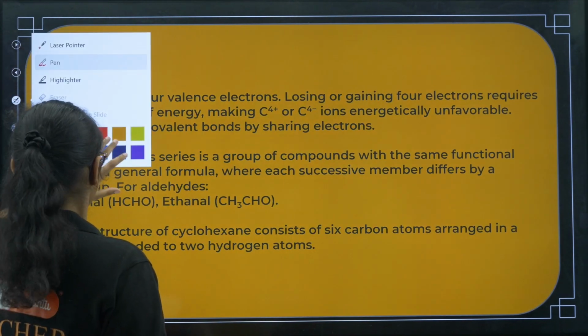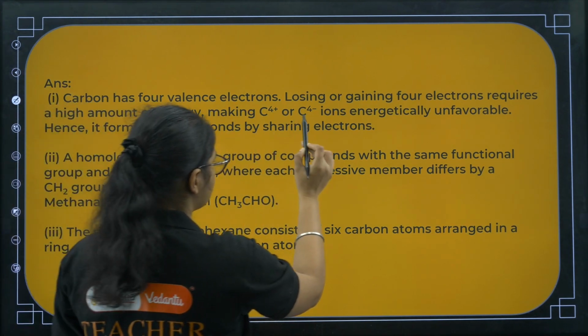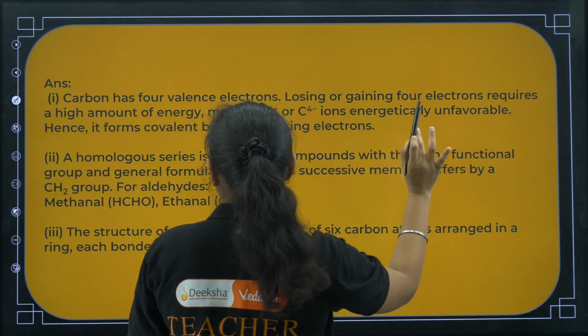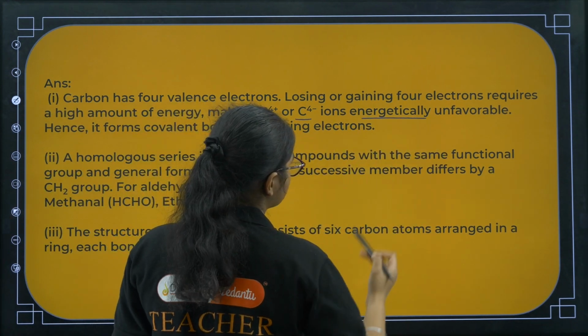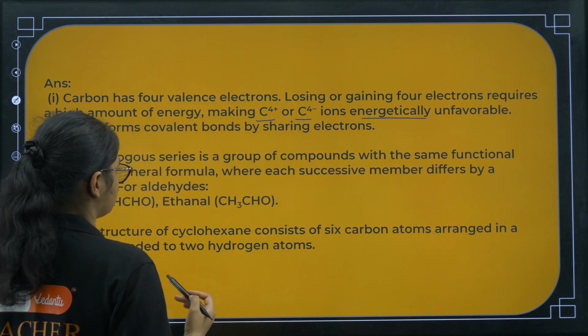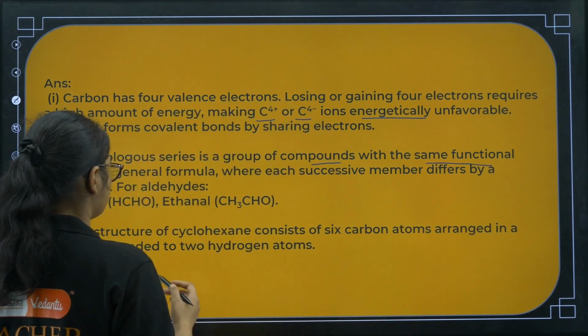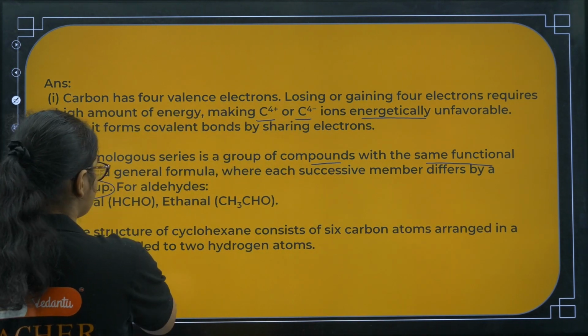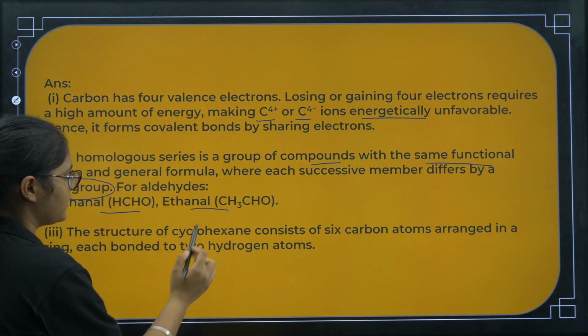So first of all, this one: carbon has 4 valence electrons, so losing or gaining 4 electrons requires a high amount of energy, making these ions energetically unfavorable. That's the first part. What is a homologous series? A group of compounds with the same functional group, and they differ by 1 CH2 group. Any 2 examples you can write, ethanol and methanol.